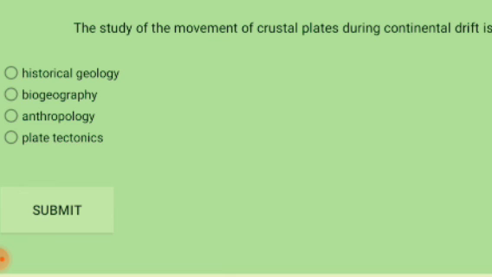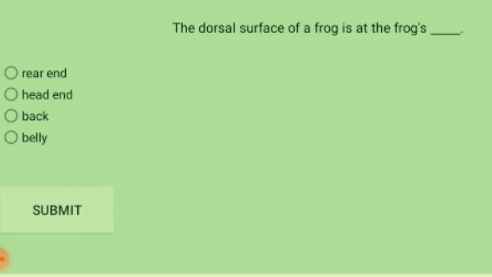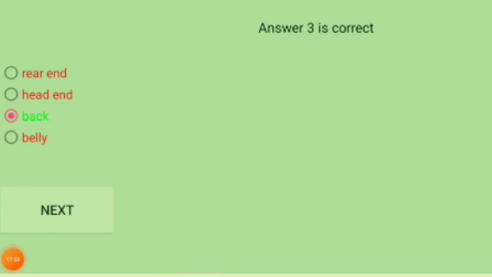The study of movement of crustal plates during continental drift is called option A, historical geology, option B, biogeography, option C, anthropology, option D, plate tectonics. So it's actually plate tectonics. The dorsal surface of a frog is the frog's option A, rear end, option B, head end, option C, back, option D, belly. It's actually back.